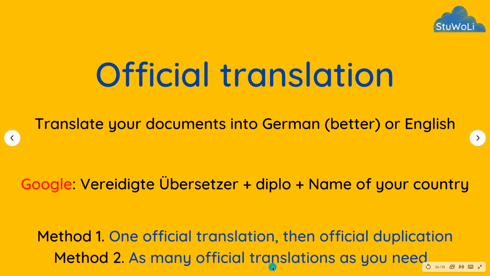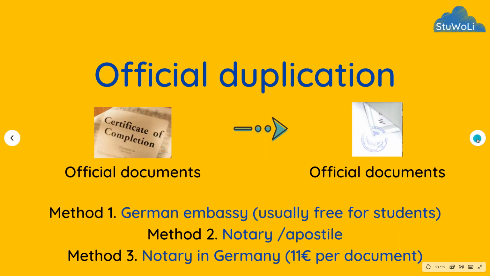That's all good. In some countries, they say, no. If you want more than one translation, it still costs, I don't know, 60, 70% of the original price of the first one. And then you'll be like, oh my God, this is going to cost a lot. So rather get one official translation and then go for duplication of it. Duplication meaning copying it, official copying of a document. Let's see how that works.